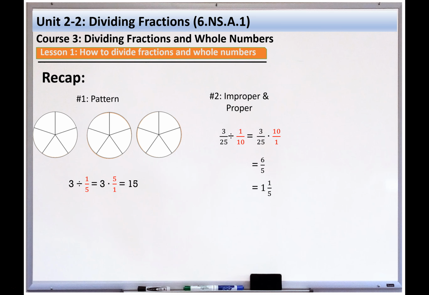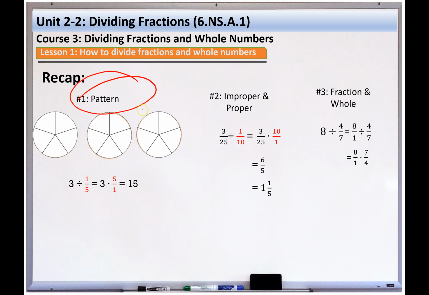And now in this course, we're going to do the same thing, but with fractions and whole numbers. And in the last course, we're going to apply the same pattern to mixed numbers.